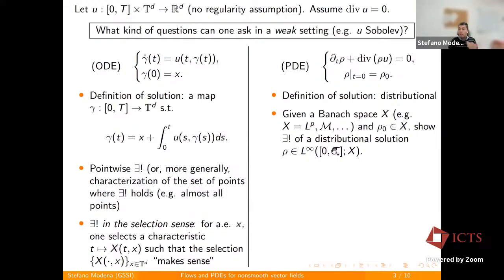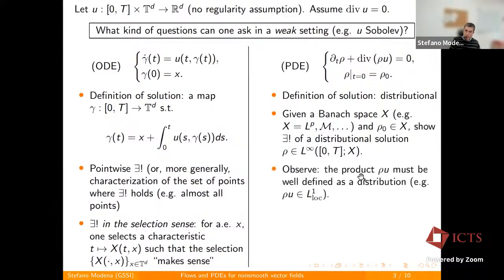This is a natural question for a PDE, in particular for this PDE. For instance, we have an initial datum in L^p, and we ask whether there exists a unique distributional solution which is uniformly in time L^p in space. Okay, so this is essentially the question for the PDE. And I want to make two observations. The first one is the following.